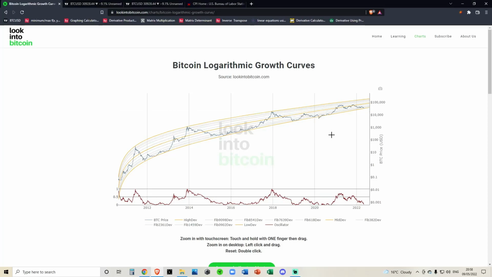So in this video, I'm going to try and describe in 2 minutes or less why, from a mathematical perspective, I believe Bitcoin has entered a bear market. Let's quickly talk about it. So we're using the Bitcoin logarithmic growth curves.